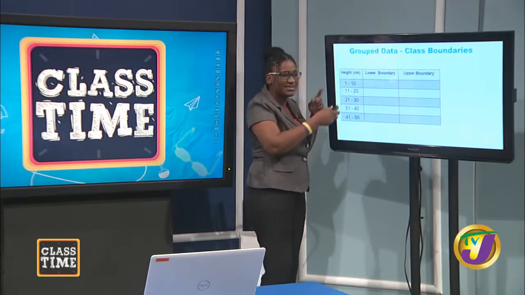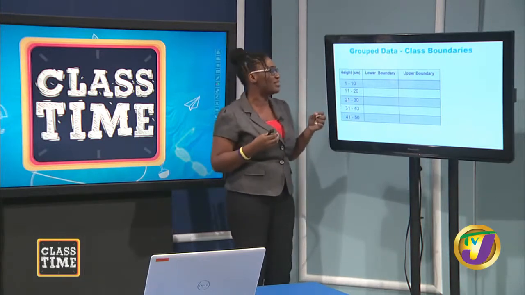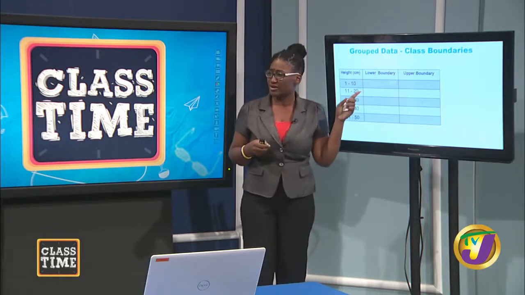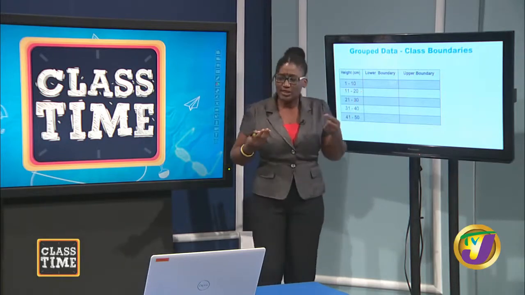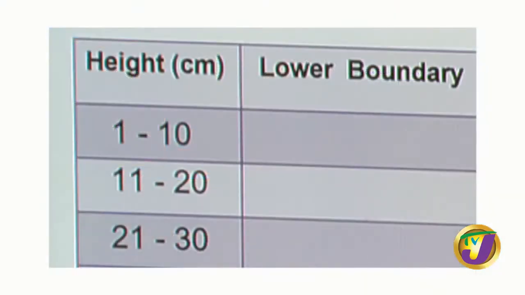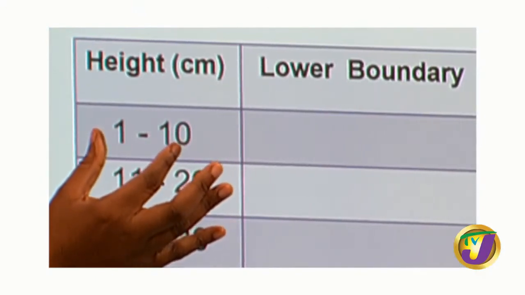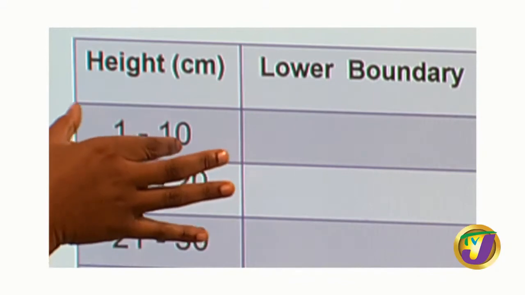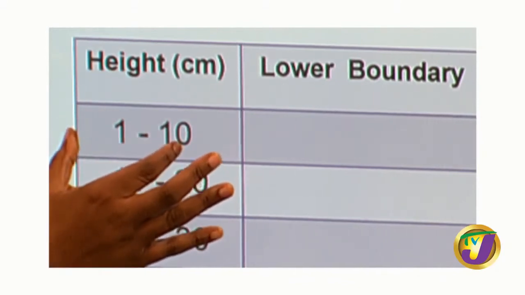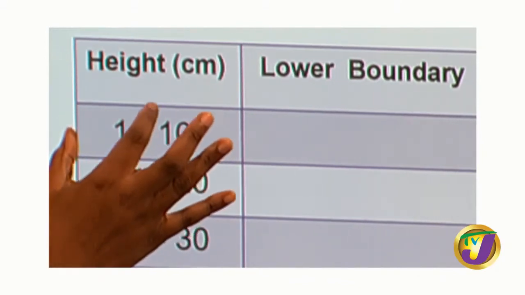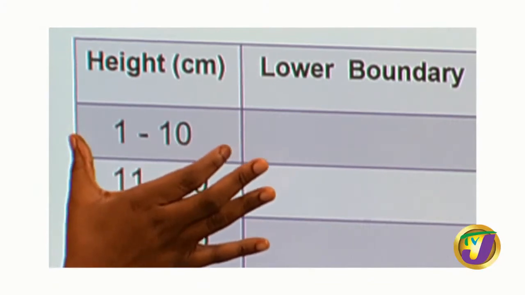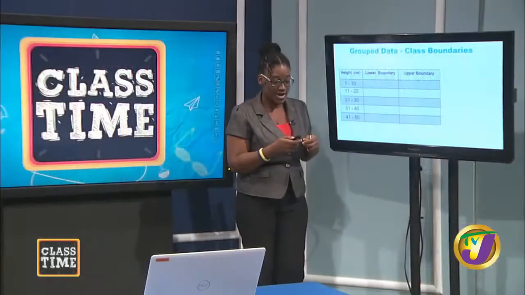Right. All right. So based on that, it seems to me that for my lower boundary, I am supposed to subtract 0.5, because here is my limit. Right, here is my limit. And my lower boundary is going to be 0.5 less, and my upper boundary is going to be 0.5 more. All right? Hope we got that, students.